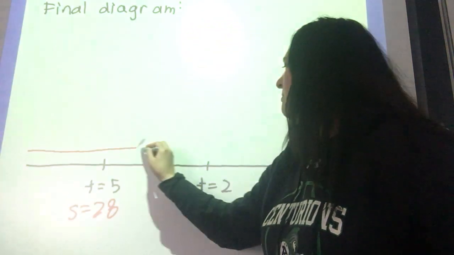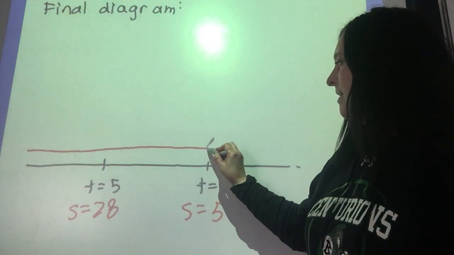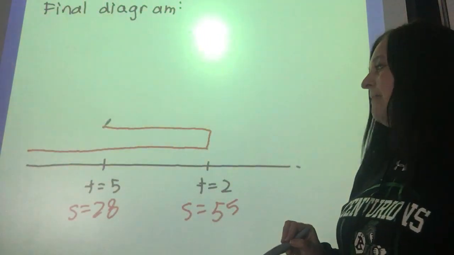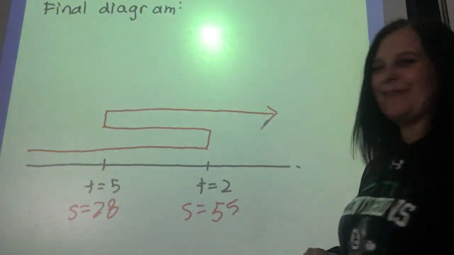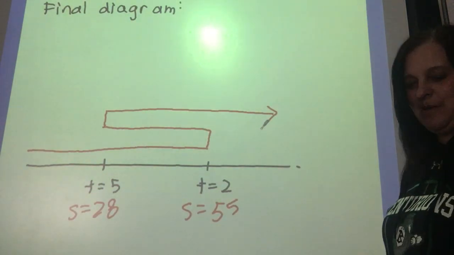We said up until 2, the particle is moving right. Then at time 2, it stops, and then it starts to move left. And then at time equals 5, it stops again, and then according to your sign diagram, it moves right. And there you go. That's our diagram that shows the motion of that particle.